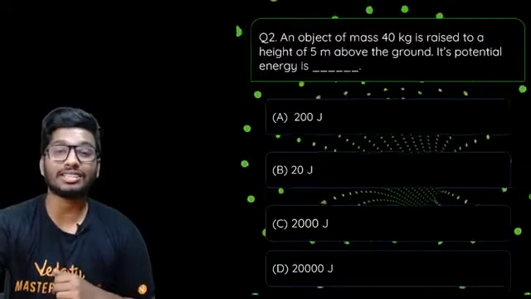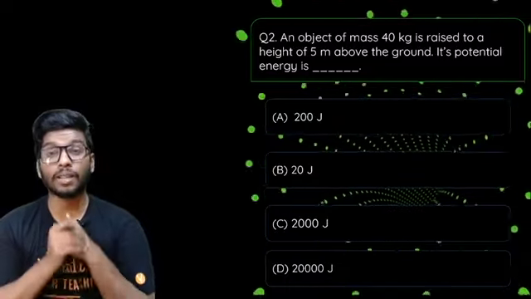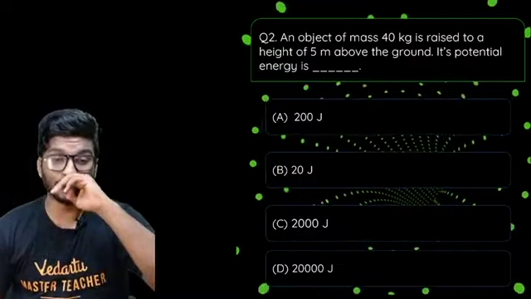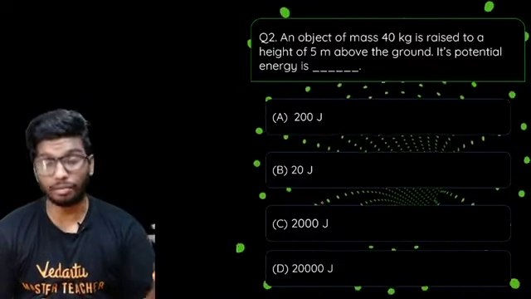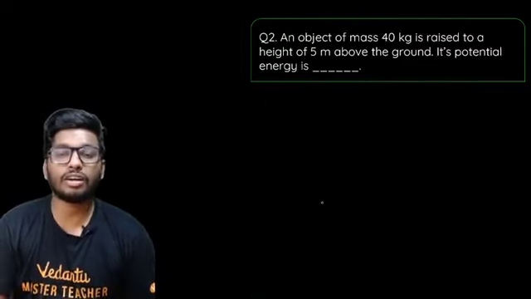Moving on to the second question. Here's the second one, guys. An object of mass 40 kg is raised to a height of 5 meters above the ground, and its potential energy is what? 200 joules, 20 joules, 2000 joules, or 20,000 joules. Let me know what is the answer in the comment section below, and I'll try to solve it for you guys.